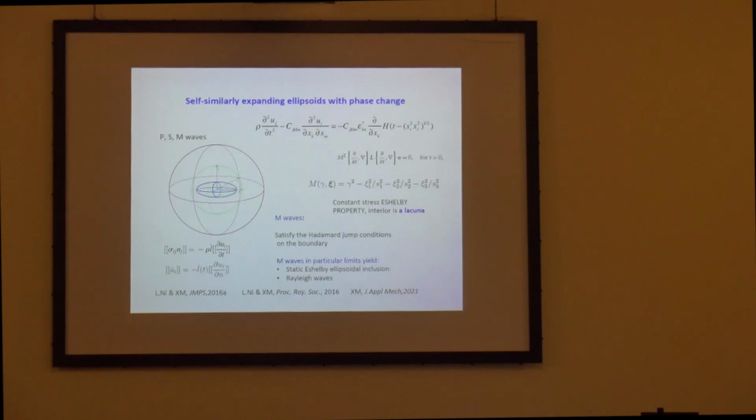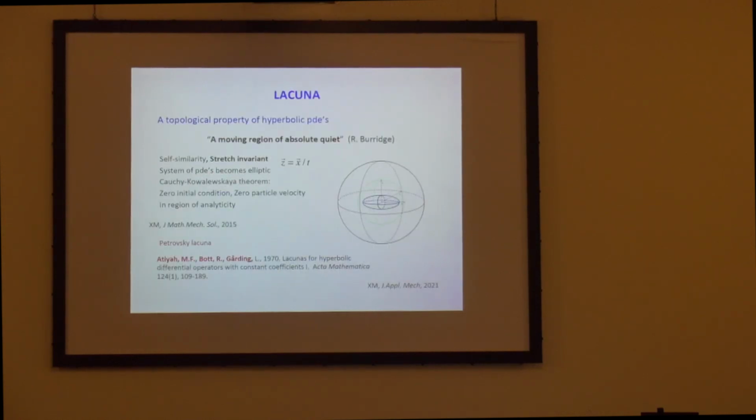This is shown by the solution, but can be shown also without having the solution, by analytical properties. This is a lacuna, a topological property of hyperbolic PDEs, and that is zero particle velocity. Burridge described that as a moving region of absolute quiet. I should say that Robert Burridge obtained the Adams Prize in mathematics from Cambridge University, a very prestigious prize, in 1971. In 1968, it was awarded to Penrose and to Hawking. So this is very deep work.